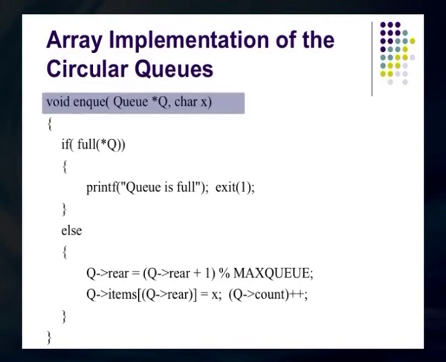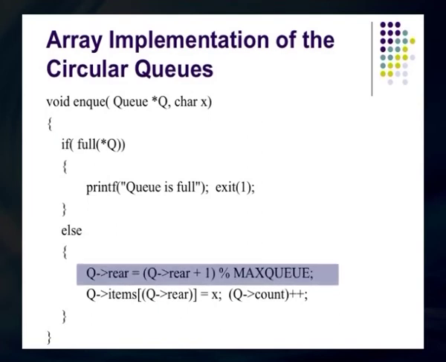The function NQ inserts a character X into the queue. Before adding the item to the queue, the variable rear is incremented by 1 and the resultant value's modulus of max q is taken. As a result, if rear equals max q, it is reset to 0. X is then inserted at array index rear. Also, the variable count is incremented by 1.